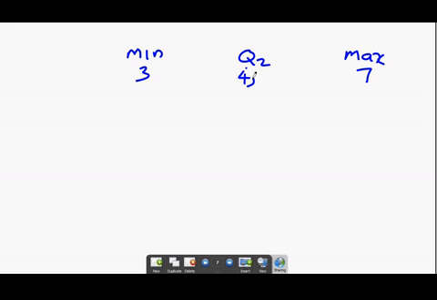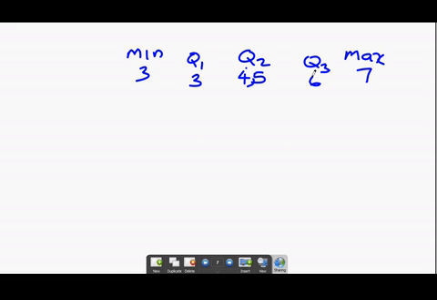It's going to be 4.5. Quartile number 1 is going to be 3, and quartile number 3 is going to be 6. And those are the quartiles that we have. Now let's go to another set of data.